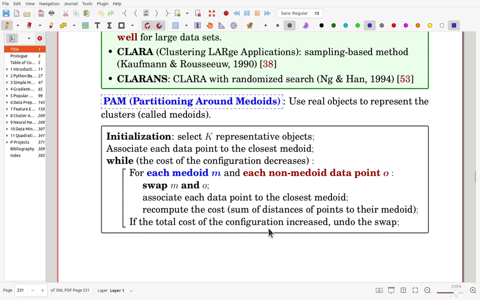If the total cost of the configuration increased, then we undo the swap. That means just ignore the swap and computation. But if it is improving, so the cost decreased, then we continue this iteration: swap, reform the clusters and recompute the cost. Once it's improved, we continue this iteration. So it is quite expensive computationally.